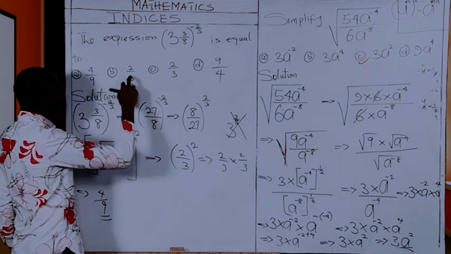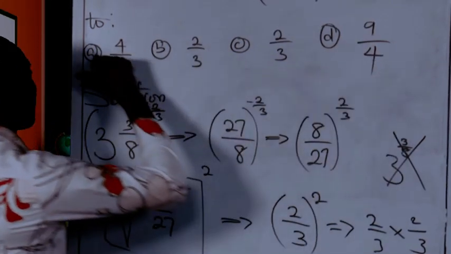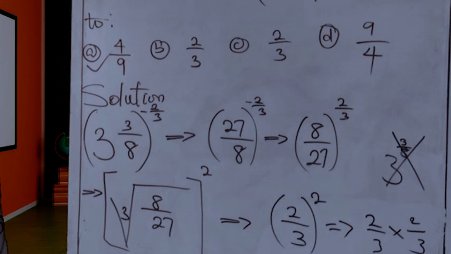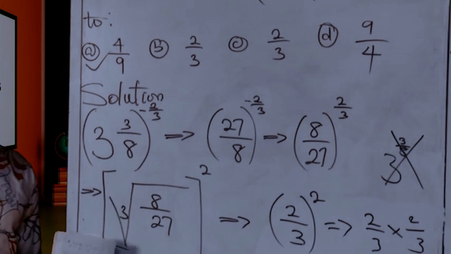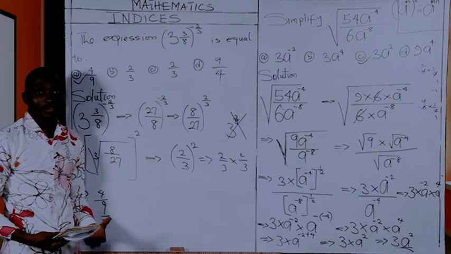So we have option A, 4 over 9. Option B and C is 2 over 3. And option D is 9 over 4. Option A is the correct answer. I hope you understand that. Now let's move to another question to solve.